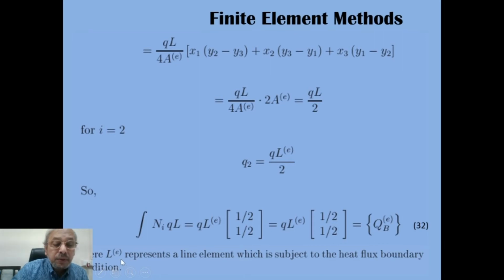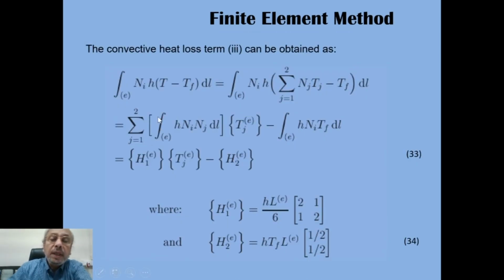We have written also LE, which represents a line element that is subject to the heat flux boundary condition, the specified heat flux condition. So this is the contribution. QB per element is the contribution of the heat flux, for the part of the boundary where constant heat flux is applied.